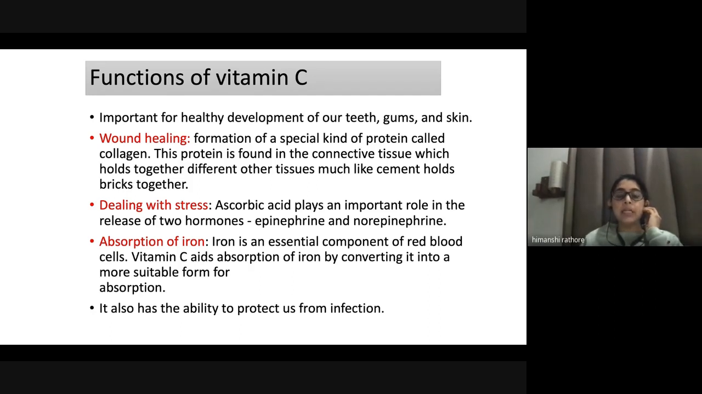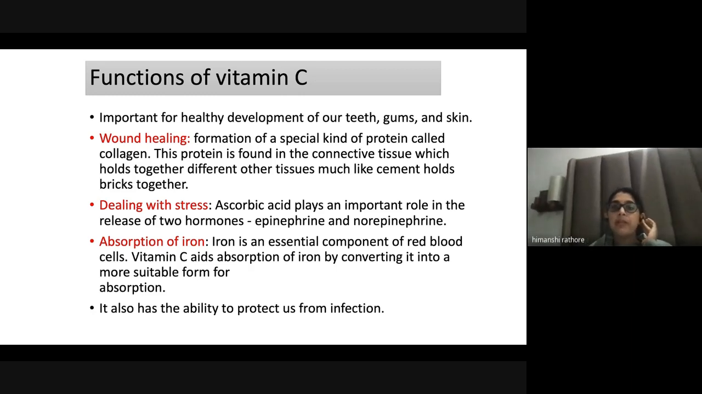Why? Because there is a special protein called collagen, and this protein is found in the connective tissues, which hold together the different tissues and form a cement that holds bricks together, which is called a clot. So here is a description of what a clot basically is. You need not remember this. You just have to remember that vitamin K is important for blood clotting, and along with vitamin K, you need vitamin C for blood clotting. That's it.